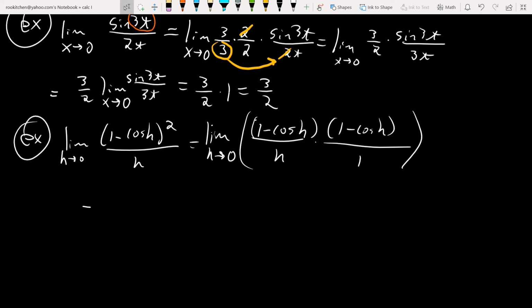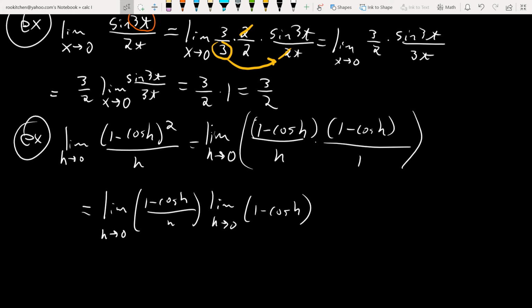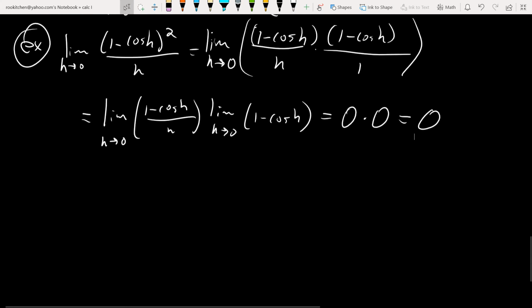I know the limit of the first part, and then I have to make sure the other one is evaluatable. It is. Anyways, the limit of the first factor, 1 minus cosine h over h, is 0. The limit of the second factor, 1 plus cosine h, is 1 plus cosine of 0. Cosine of 0 is 1. Okay, so each one is evaluatable, so you can split that limit up the way we have. Zero times the second limit is 0. Okay.